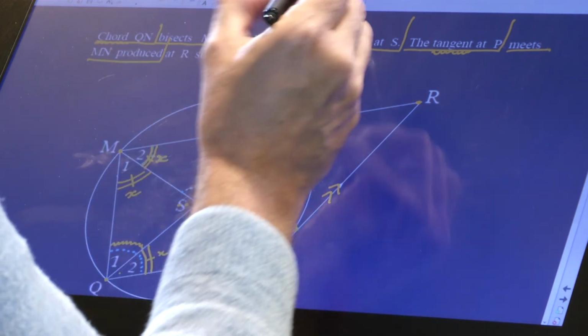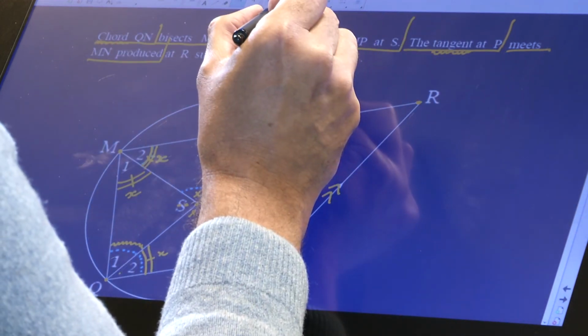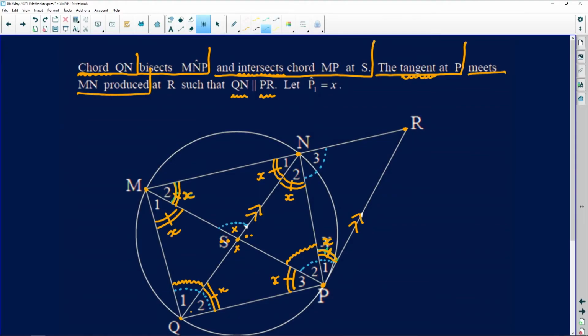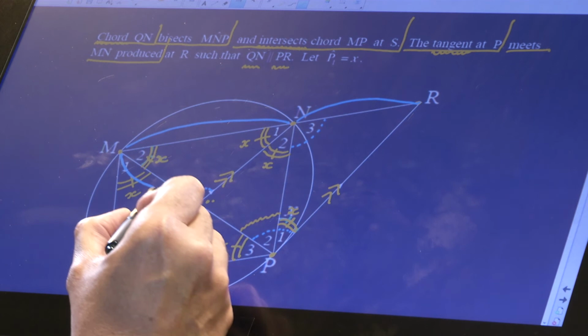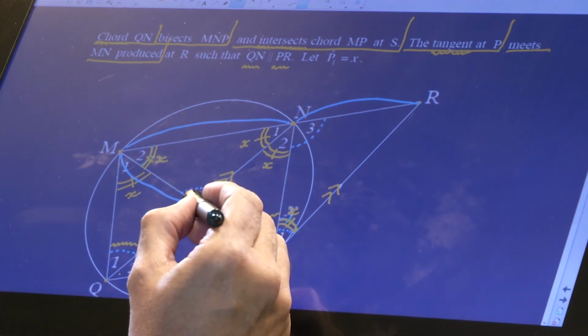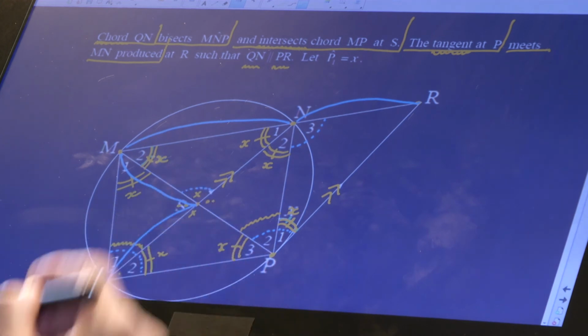MN, let's use the blue over here. There's MN, over NR. There. They say, prove giving reasons that this is the case, that MN over NR is equal to MS, which lies over here, over SQ, which lies over there.